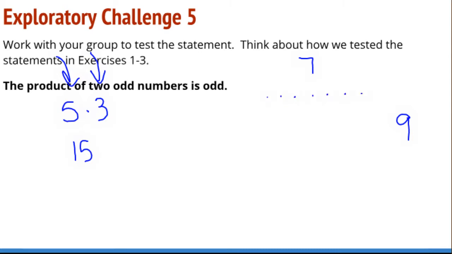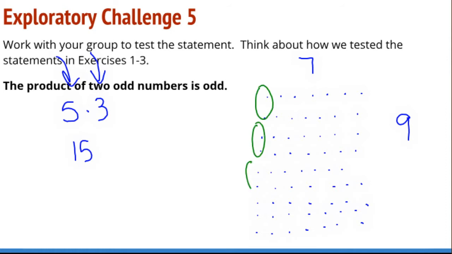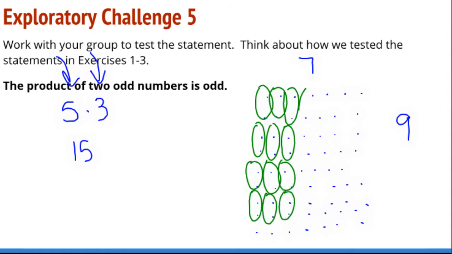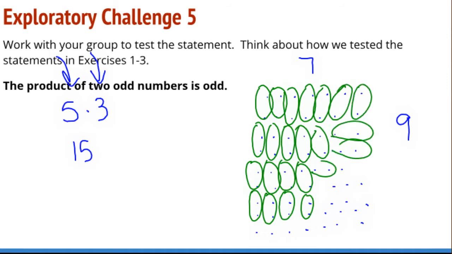1, 2, 3. 1, 2, 3, 4, 5, 6, 7. 1, 2, 3, 4, 5, 6, 7. Okay. And we sit here and we go through and we take our process of making pairs. And my dots are kind of all over the place. I didn't do as good a job building my array here. So I'm going to get kind of all over the place here.